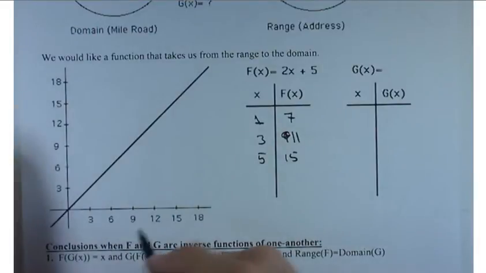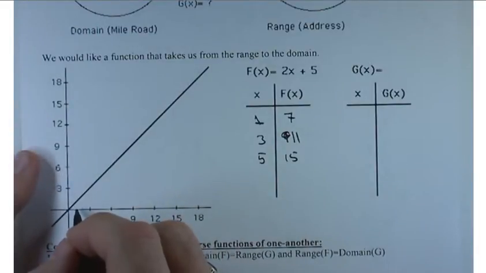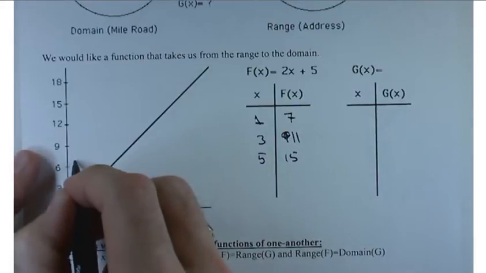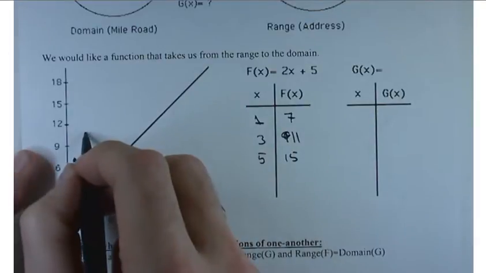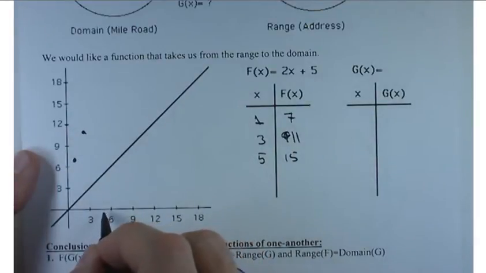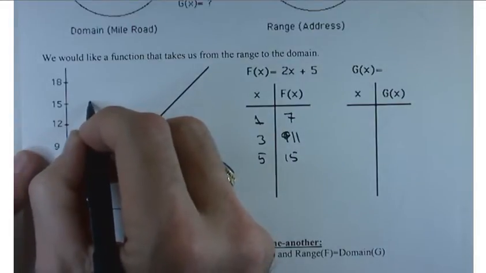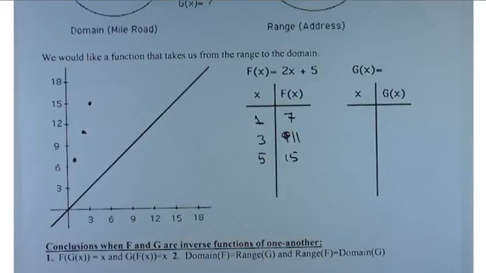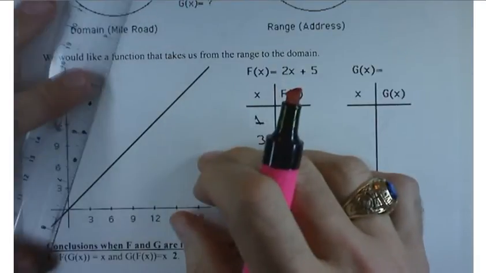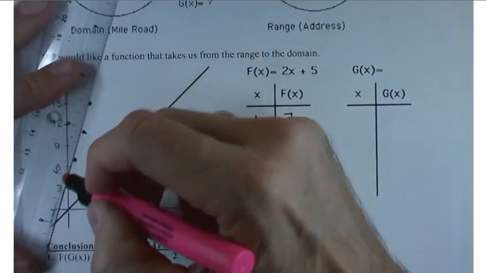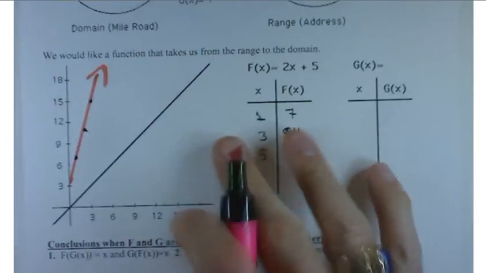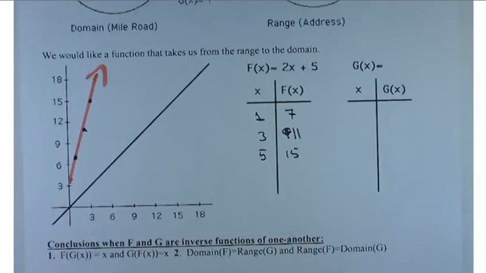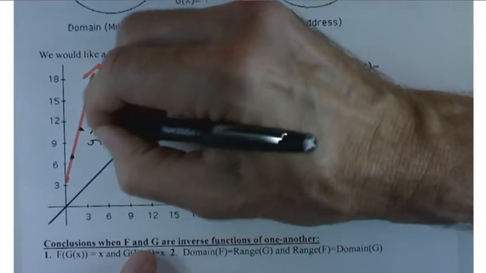Now let's plot these points. And you're going to kind of have to estimate them a little bit. So we've got 1 and 7. It's about here. And then 3 and 11, someplace up here. And finally 5 and 15, that last point up here. And let's play connect the dots now. Now I don't envision anything going below 0 mile road, so don't go past the y-axis. But there you go. There's your function, y equals f of x.